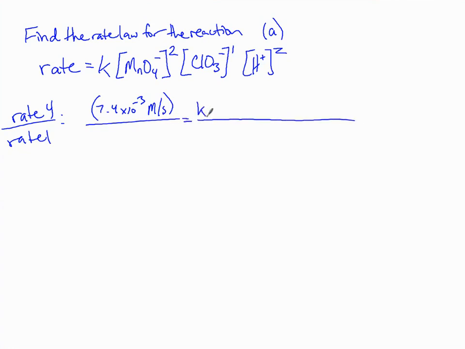Okay, the rate constant, we have 0.10 molar to the second power. That's my permanganate. We have 0.10 molar to the first power, that's my chlorate. And then we're looking at hydrogen, 0.10 molar to the Z power.